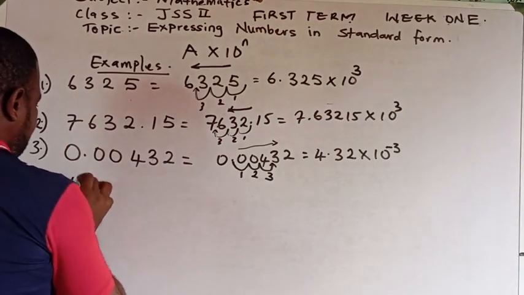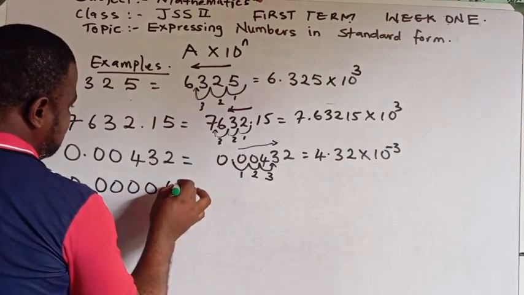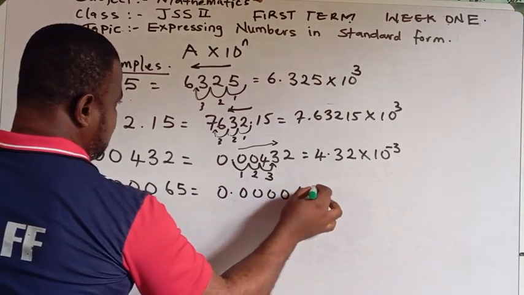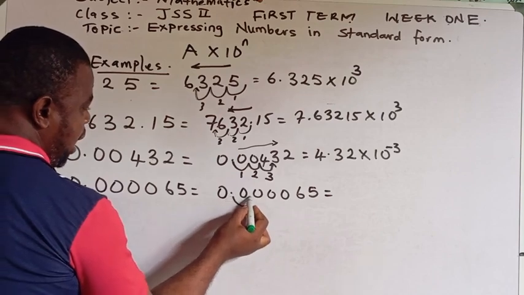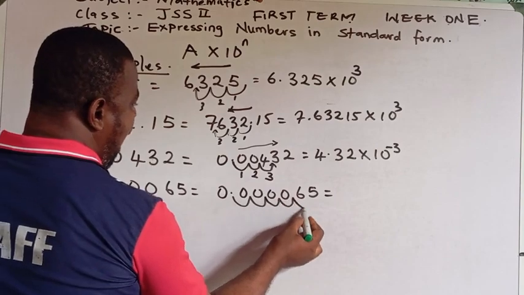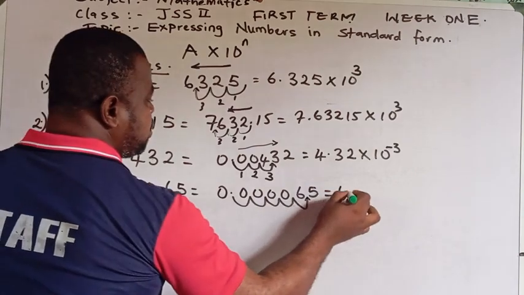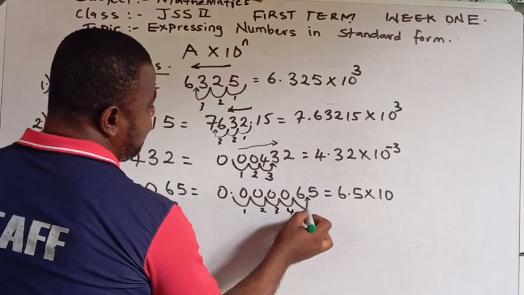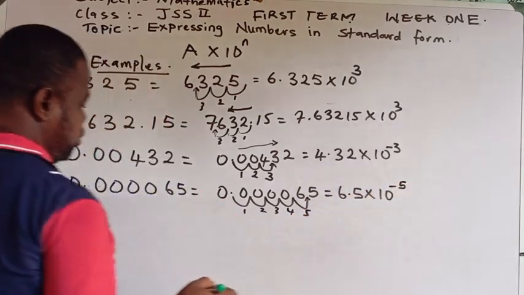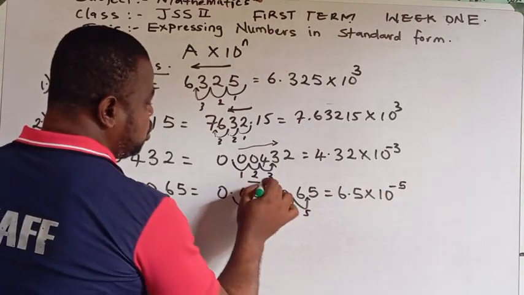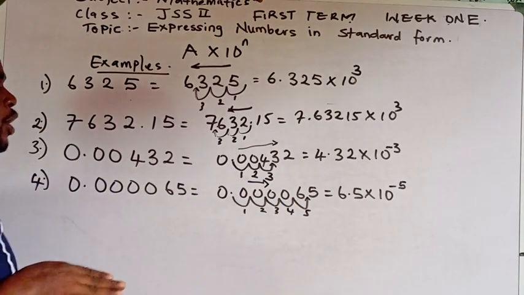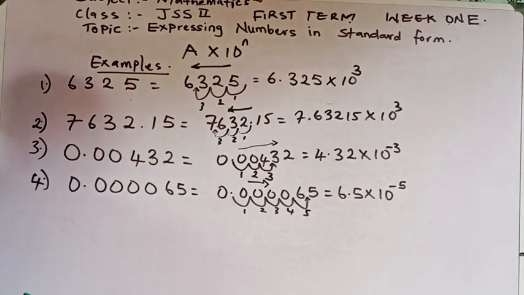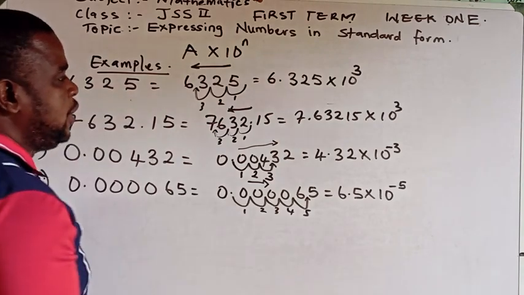Let's look at number 4: 0.00065. It will be equal to what? The decimal point is moving from here to here to here to here and here. So our answer will be 6.5 times 10 raised to the power how many? 1, 2, 3, 4, and 5. So it will be raised to the power minus 5. Why? Because it's moving inward to the negative side. So once your decimal point is moving inward, your power will be minus. Once it's moving the other way, it will not be minus, it will be a positive power.